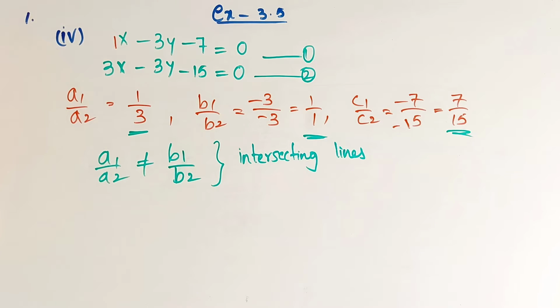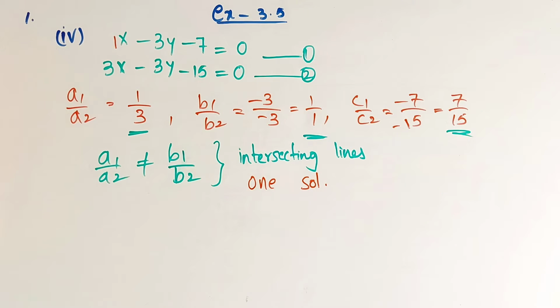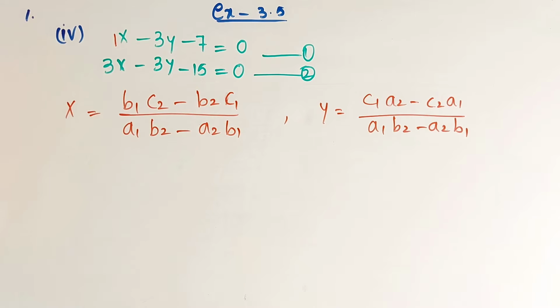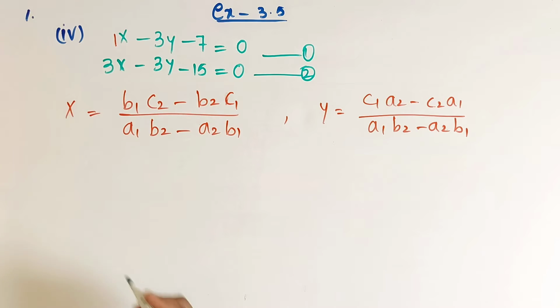Intersecting lines means we have only one solution. One solution means a unique solution. If we have one solution, we have to find the solution by using the cross multiplication method. Right, children? These are the formulas for the cross multiplication method, children. X equal to B1 C2 minus B2 C1 by A1 B2 minus A2 B1.